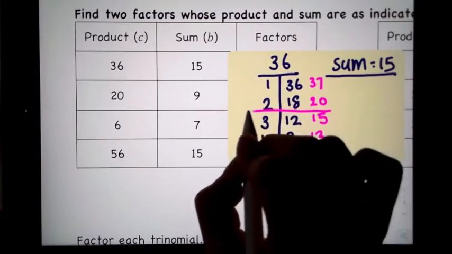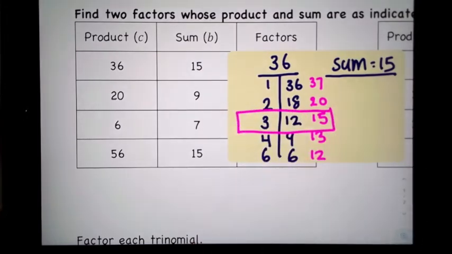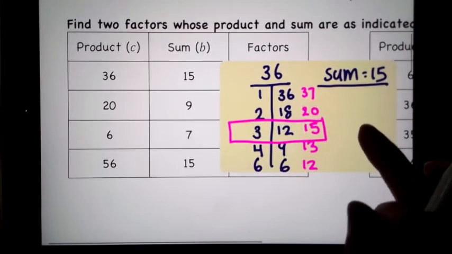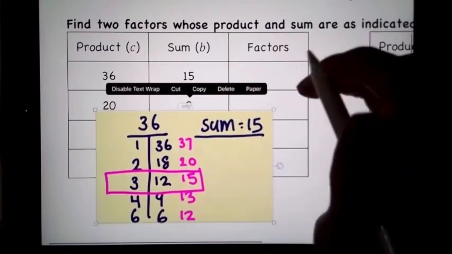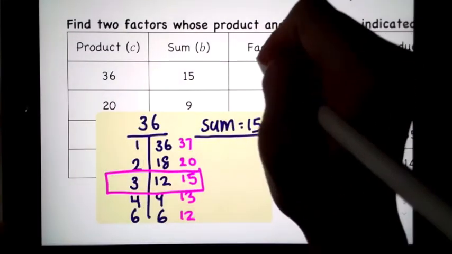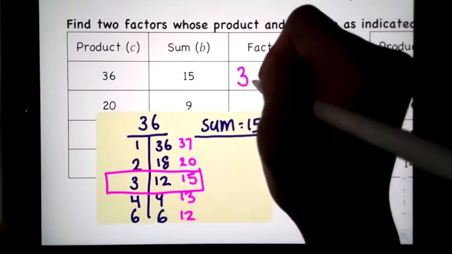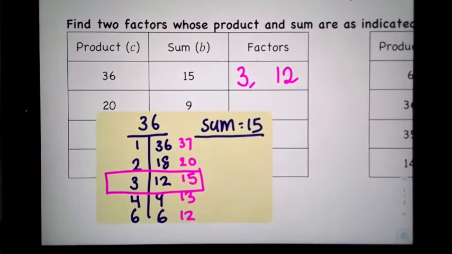15. So we're using those numbers. Right? So 3 and 12. Those two numbers make what? Product of 36, sum of 15. So we got two numbers. So my answers for the factors, that's 3 and 12. Okay? So you're finding numbers like that.